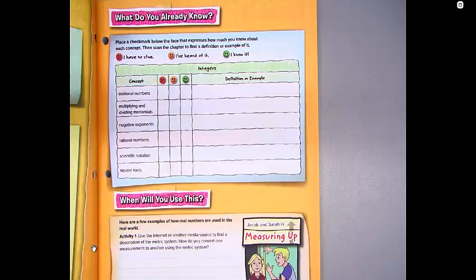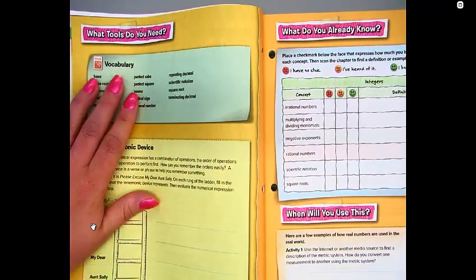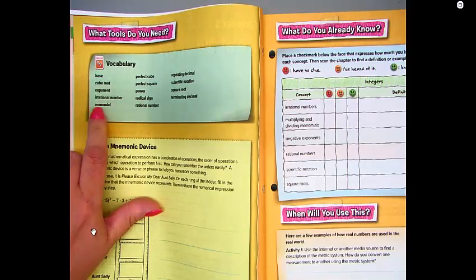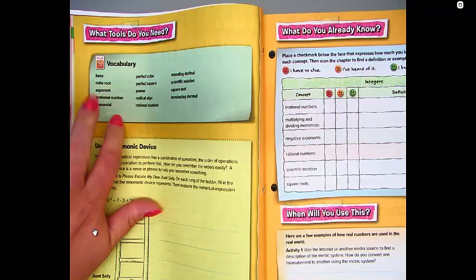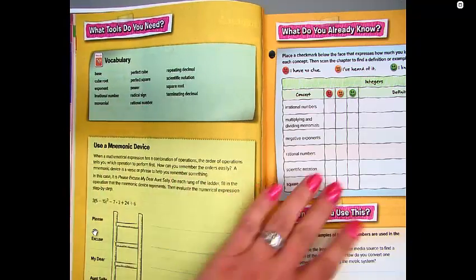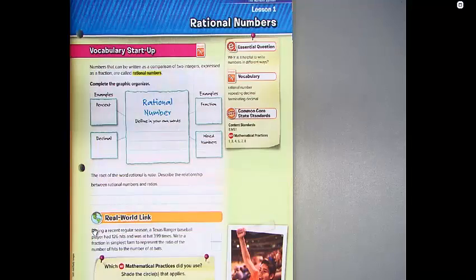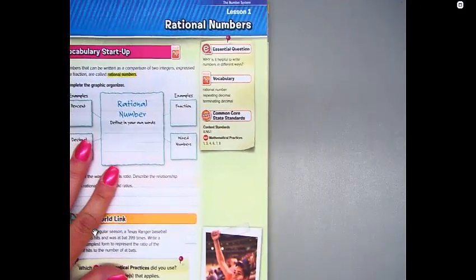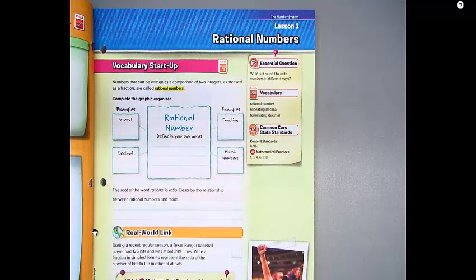If you turn that page, it has some activities in here. All of your vocabulary that we showed you yesterday is going to be right up here at the top in case you forget or didn't write them down. It is listed in your book. This next page, we're not going to use right now. We may come back to it, but I want to start on page 7. It should say Lesson 1, Rational Numbers. Okay?